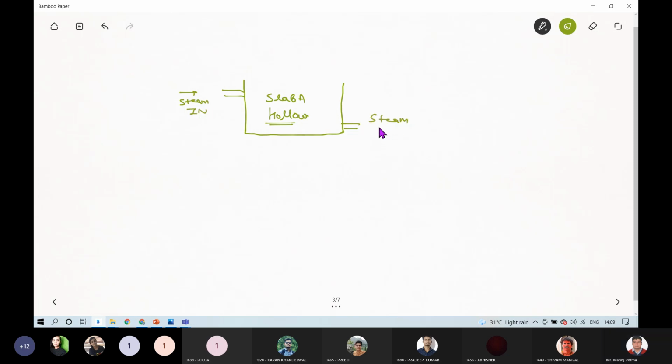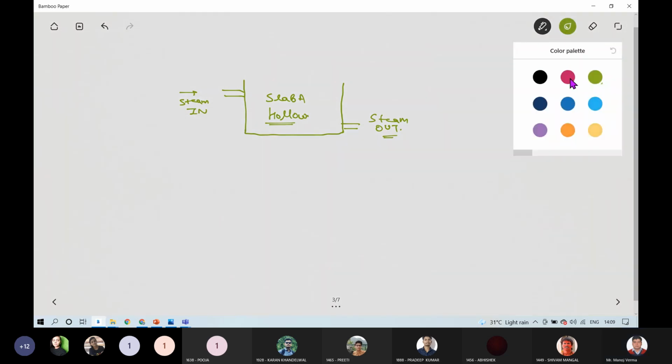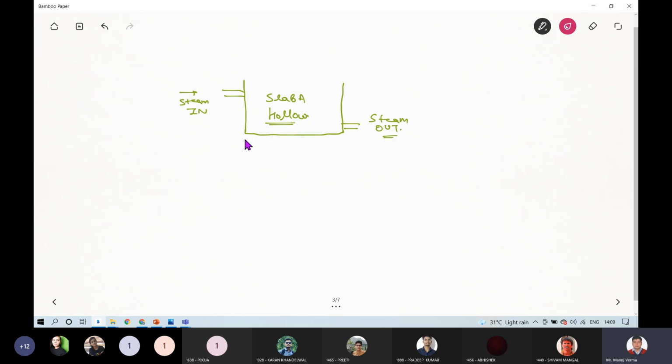And basically the function of steam here is to increase the temperature of this slab A. Now we will introduce our specimen, which is in this type of shape. You can say this is your sample, and the upper portion of the sample, let's call this interface A.